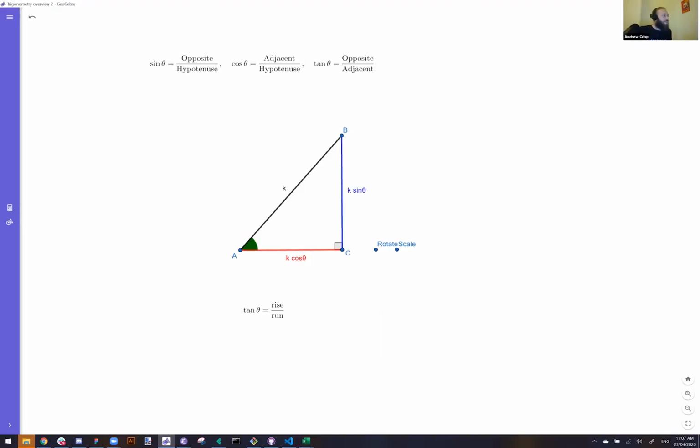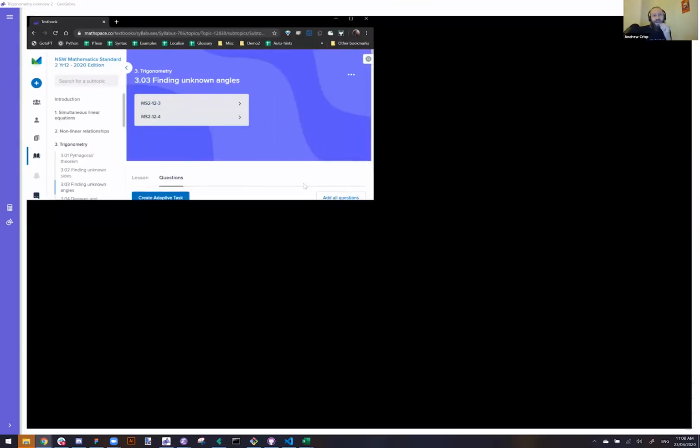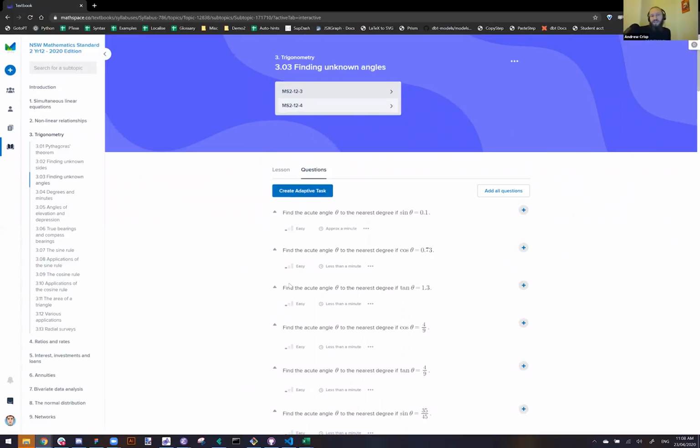Okay, so let's open up Mathspace. The subtopic I'm going to be taking a look at today is finding unknown angles. I am looking in the New South Wales Maths Standard 2 textbook, but I am sure that you have a finding unknown angles subtopic somewhere in your Mathspace textbook. So let's just try one of these out and see what it's got in for us.